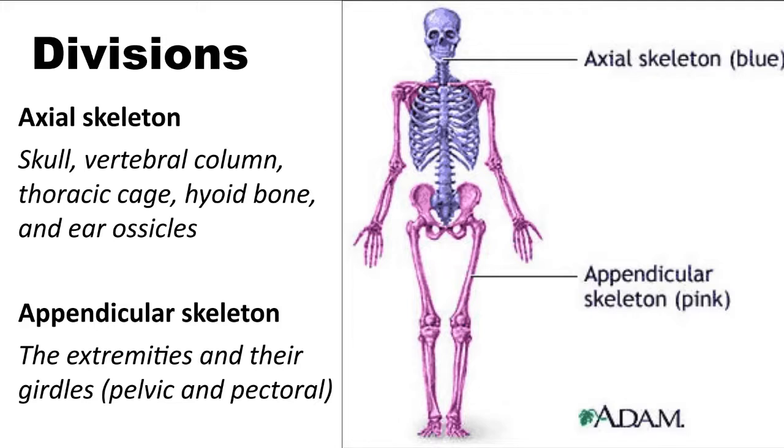Also included is the sacrum. The appendicular skeleton includes the extremities and their girdles, the pelvic and pectoral girdle. The pelvic girdle consists of the coxal bone. The pectoral girdle consists of the clavicle and also the scapula.